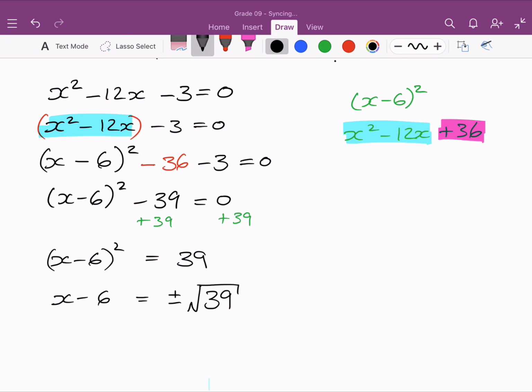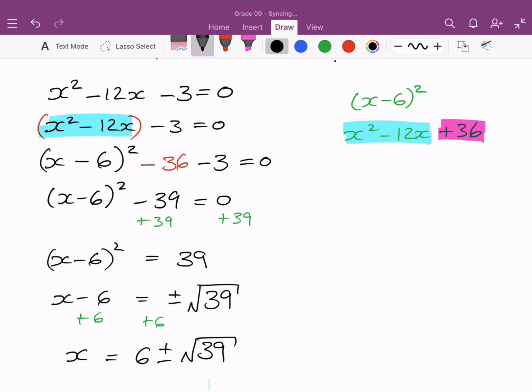We've got a negative 6. How do I get rid of a negative 6? Well, we add 6 to both sides, and that again gives me x equals 6 plus minus the square root of 39. And that's how we can solve one if it says equals 0. So there's nothing really different. The two methods are pretty much the same.